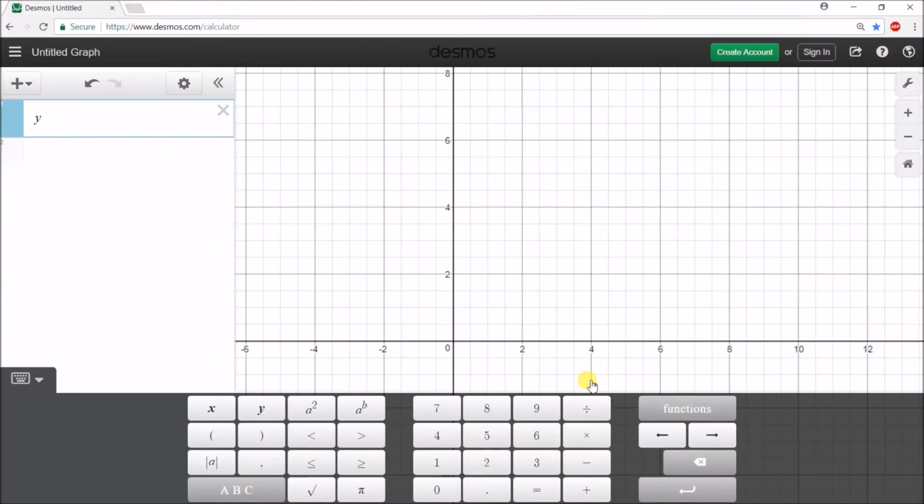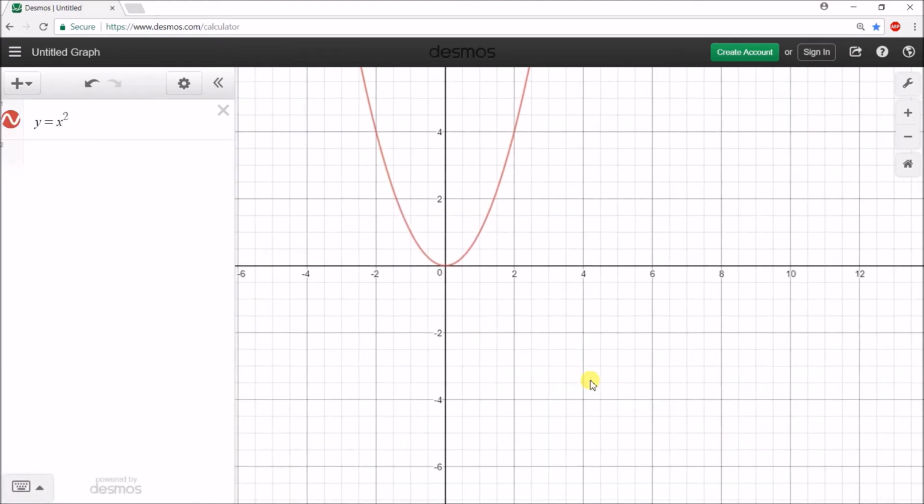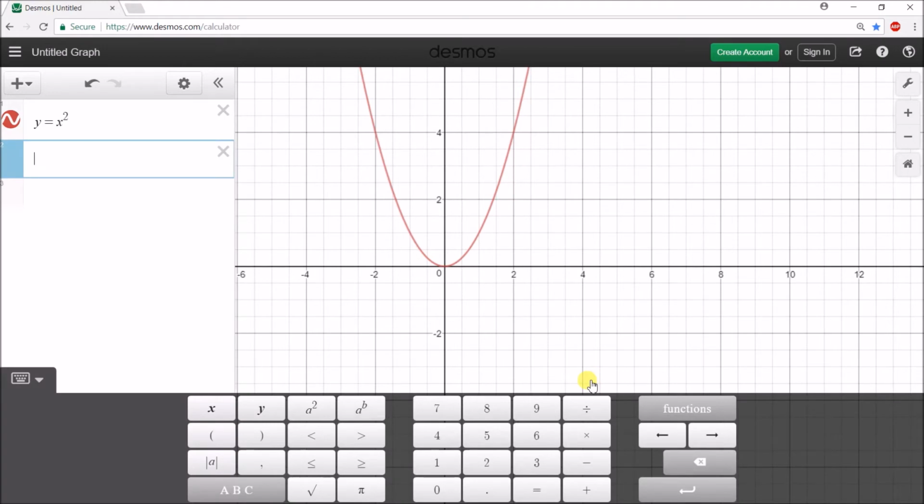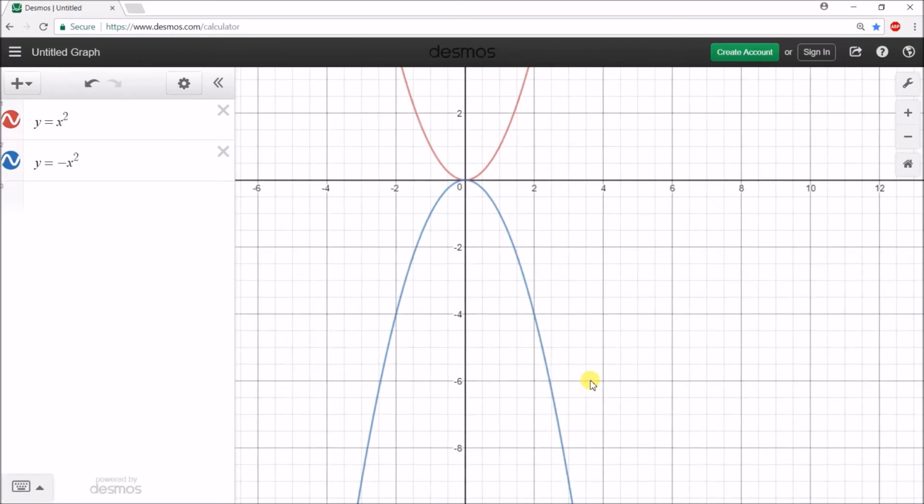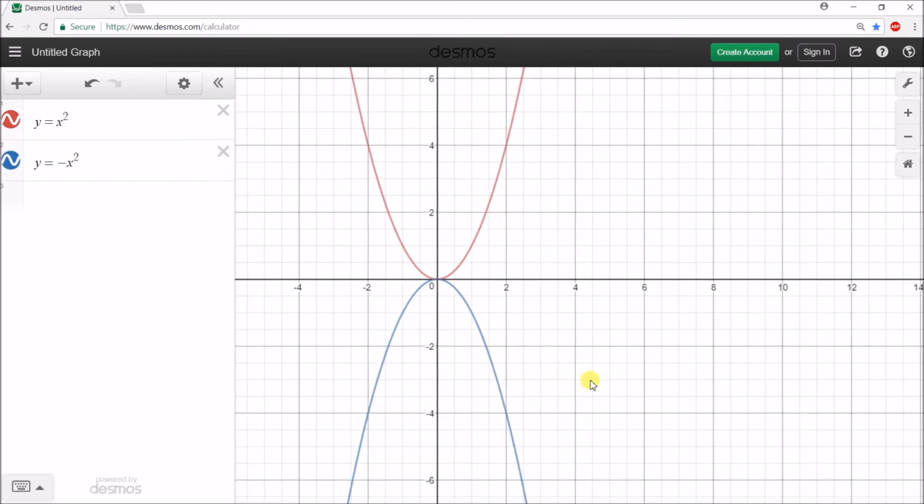Okay, watch. This is y equals x squared. There we have it. That's the parent graph right there. And now I'm going to graph y equals negative x squared. See? It's exactly the mirror image of the parent graph.